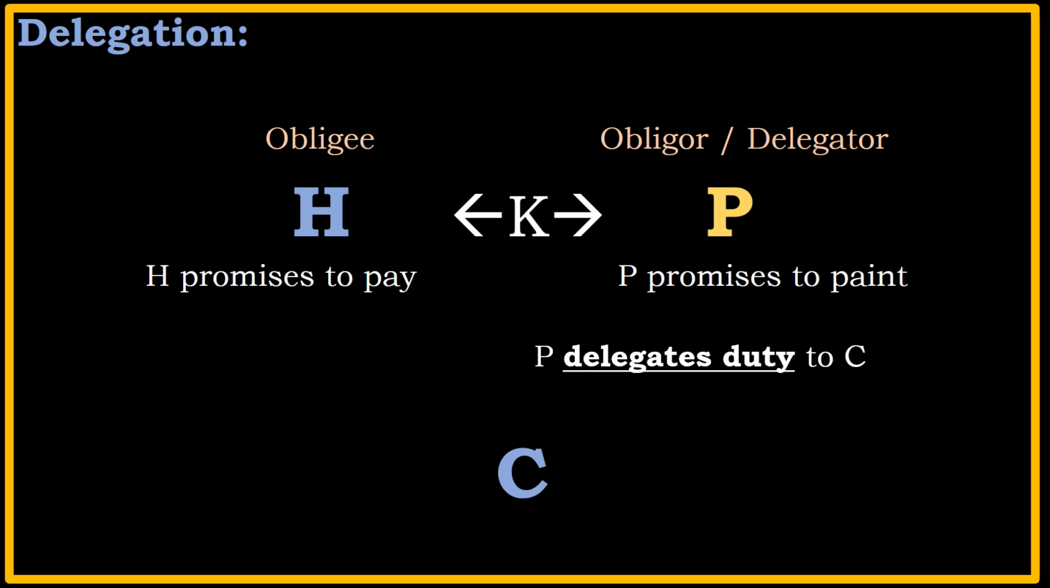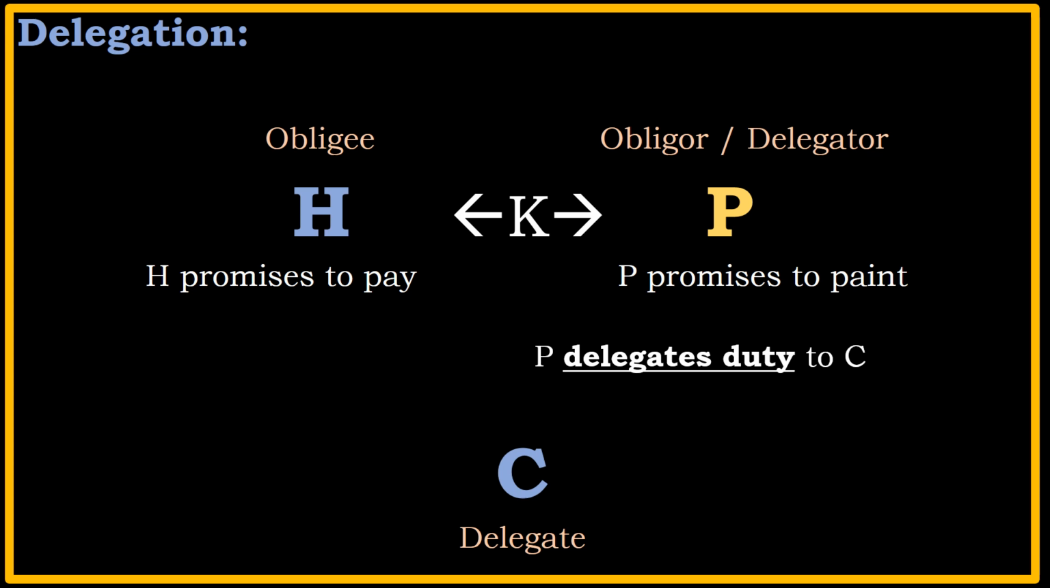Here, painter is the obligor. Painter has the obligation. Under the contract, homeowner is the obligee of the duty to paint. Homeowner receives the painting services. Now, delegation of a duty is from the obligor to the third party. So when P delegates her duty to C, it's the duty to paint, right, under the contract. When P delegates that duty to C, P is the delegator, and C is the delegate, or sometimes you'll see people pronounce it or add an E to it and call it the delegatee. All right, so that is the delegation scenario.